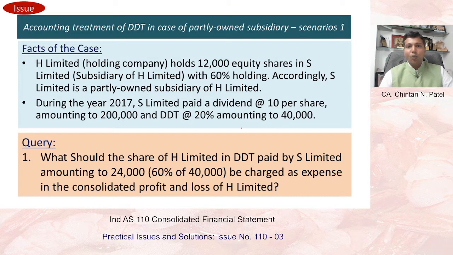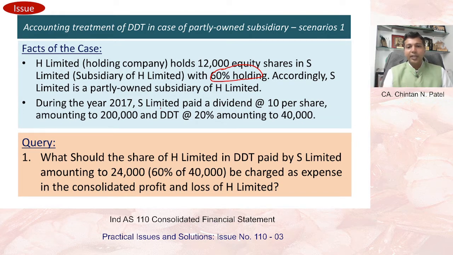H Limited holds 12,000 equity shares in S Limited, a subsidiary of H Limited, with 60% holding. Accordingly, S Limited is a partly owned subsidiary of H Limited. Why? Because H Limited holds 60% in S Limited. The remaining 40% is owned by other shareholders, which are called non-controlling interest or minority interest.